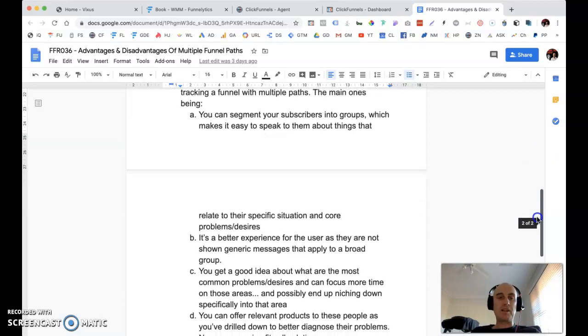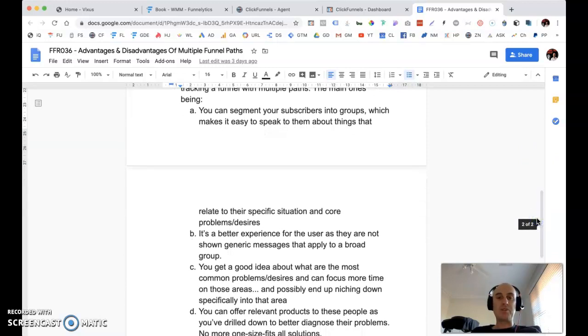The main point being that you can segment your subscribers into specific groups, which makes it super easy to speak to them about things that relate to their specific situation, core problems, and desires. So this is the whole point of setting up a survey funnel, where rather than just giving them a one-size-fits-all solution, you're finding out exactly what they want or what their problems are. And then once you've diagnosed the problem, you can prescribe a solution based on what they've already told you.